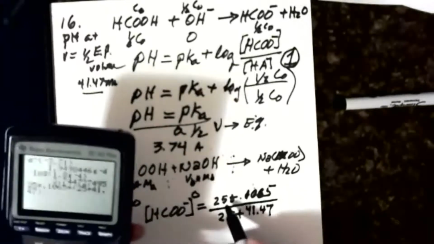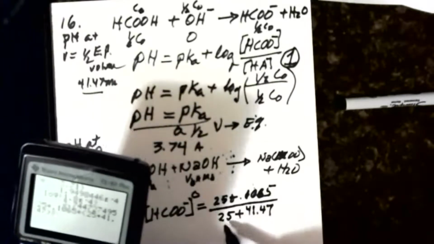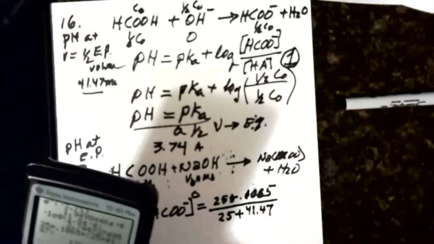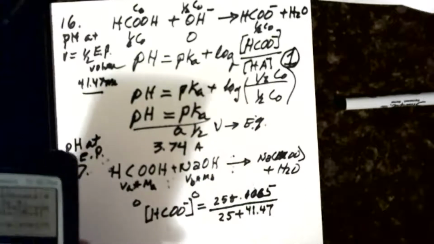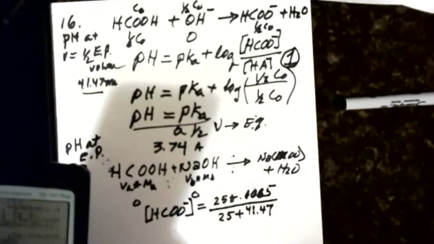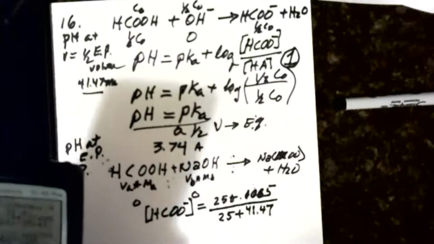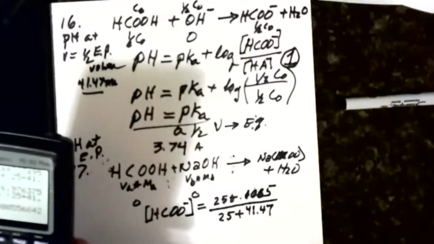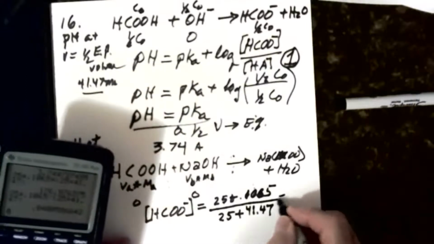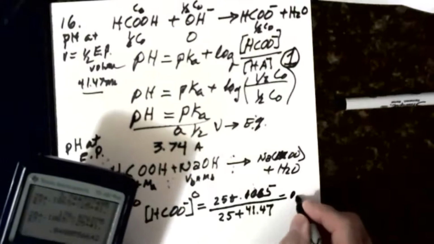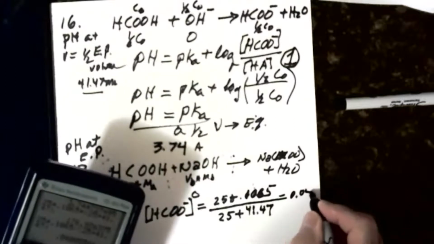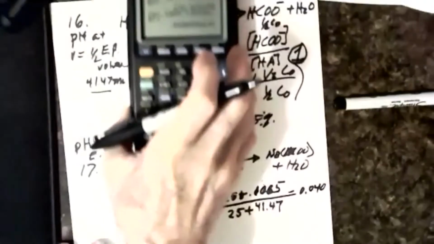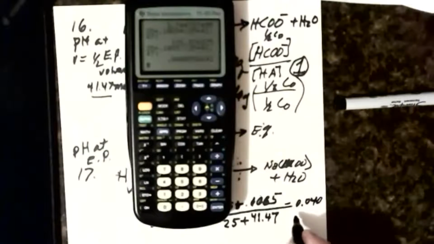So if 25 times this is the number of moles, total volume is 25 plus 41.47. All right, so that's got to be wrong. 25 times 0.1065 divided by left parenthesis 25 plus 41.47. I think I forgot to close the parenthesis. Now that looks more right. So this comes out to be 0.04 0.005566 molar is what I'm getting.